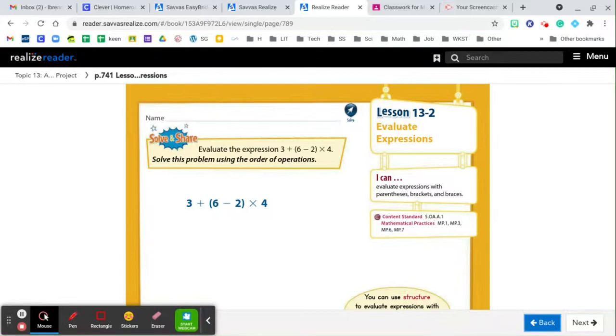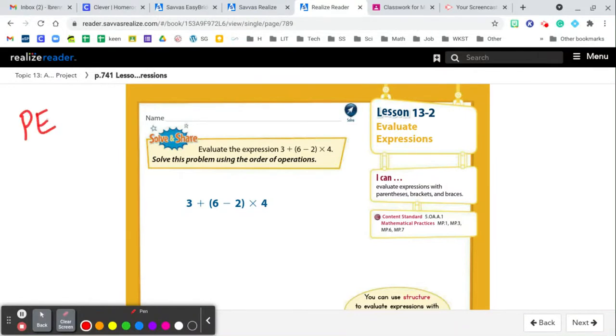All right, we are working on lesson 13-2, evaluating expressions, and we're always going to keep in mind we do parentheses, exponents, multiplication, divide, add, subtract. And we're going to be doing parentheses, brackets, and braces. So parentheses look like this. Brackets have a corner, and braces have the little wiggly thing.